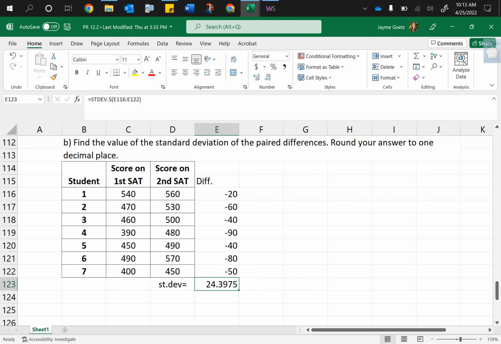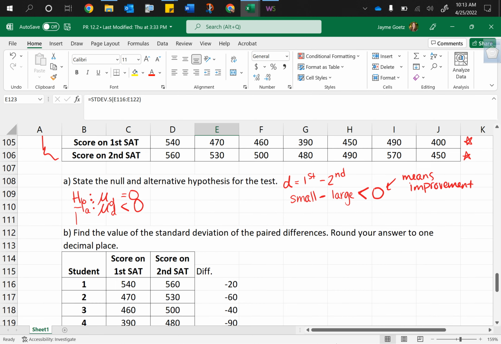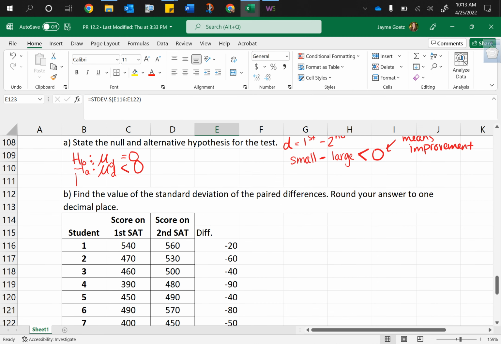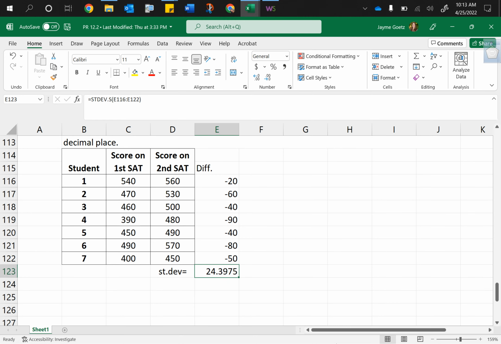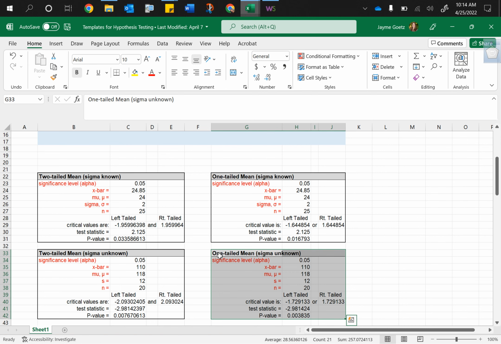Now, instead of going through that whole process with that formula, what if we use one of our templates? So if I look back at my null and alternative hypothesis, even though mine's a mess right now, can you tell me, is it going to be a one-tailed or two-tailed test? It's going to be a one-tailed test. And is it going to be mean or proportion? Mean. So one-tailed mean, sigma known or sigma unknown? Sigma unknown. So let's go get that template. One-tailed mean, sigma unknown.